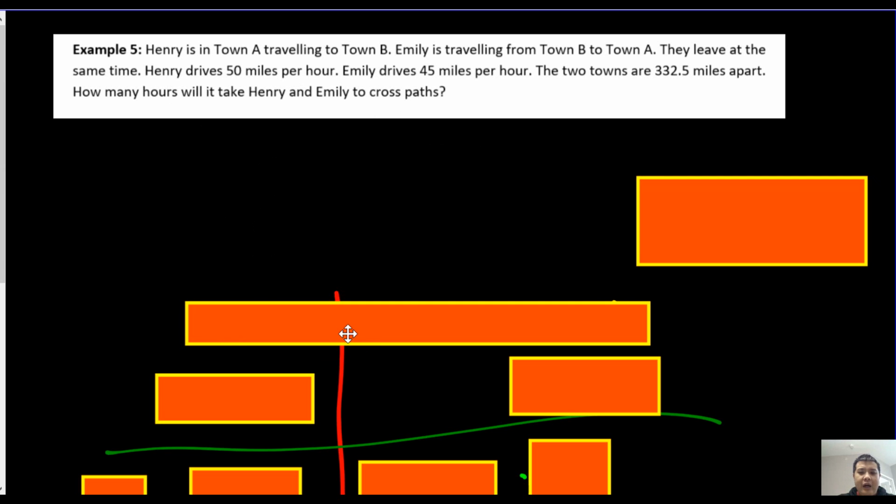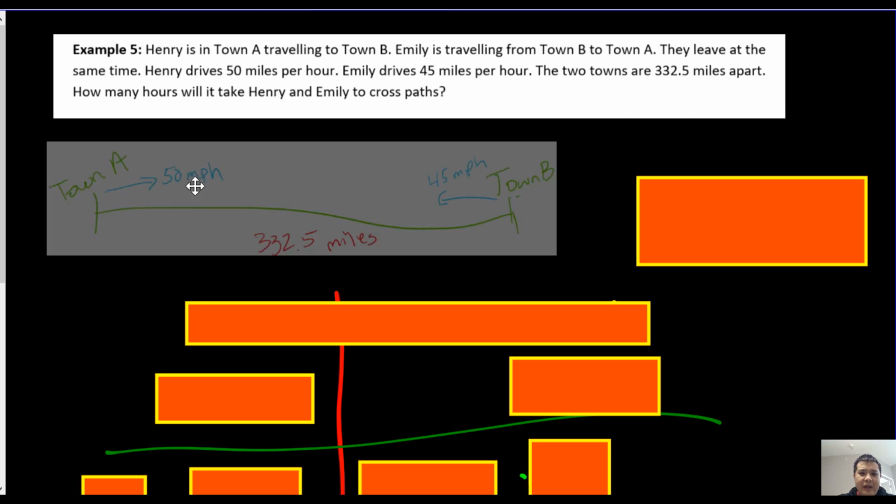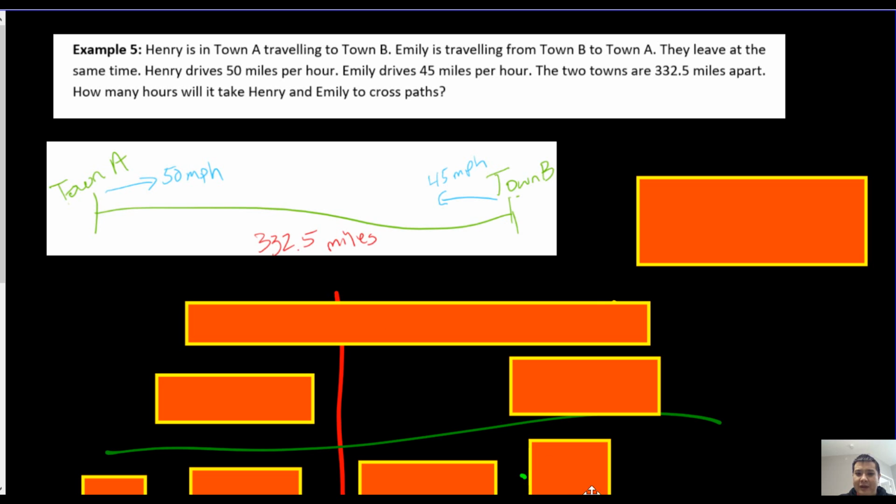So here, for these ones, especially ones where they have to cross paths on a road, I'd like to make a picture. The reason I like to make a picture is because it's a little bit hard to conceptualize what's going on here. So Henry is going from town A to town B, and Emily's going from town B to town A. Henry's going 50 miles per hour. Emily's going 45 miles per hour, and the distance is 332.5.